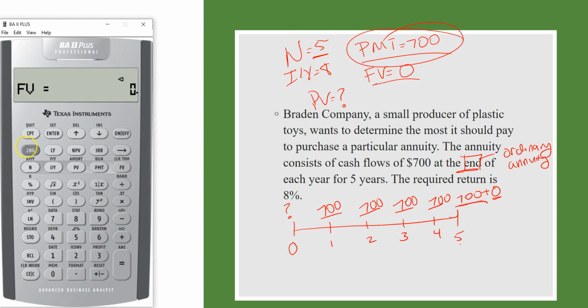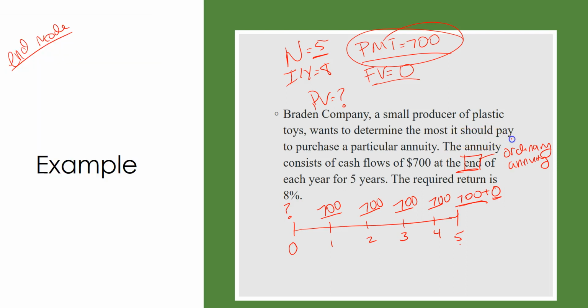So let's solve for compute present value. You get a negative $2,794.90. That makes sense because Braden Company wants to determine what is the most they should pay. So we're wanting to determine what would be our cash outflow to purchase this cash inflow.